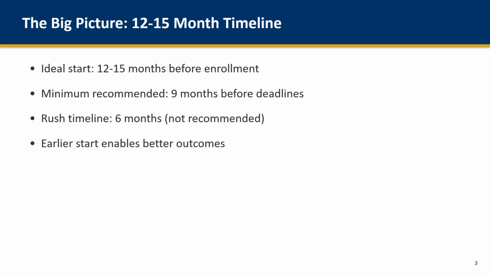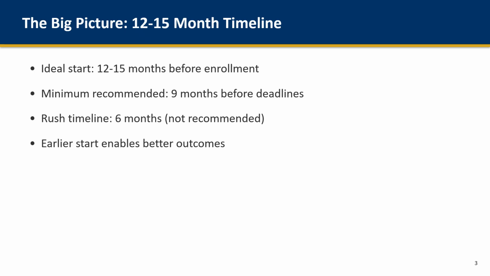The ideal timeline starts 12 to 15 months before you intend to enroll. If you want to start graduate school in fall of next year, begin your preparation the previous summer, about 15 months before enrollment. The minimum recommended timeline is about 9 months before application deadlines, not enrollment. Since deadlines are typically December through February for fall enrollment, this means starting the previous spring at the latest.